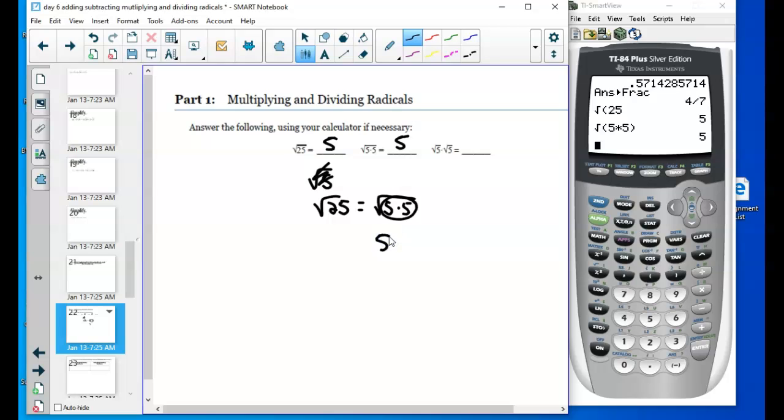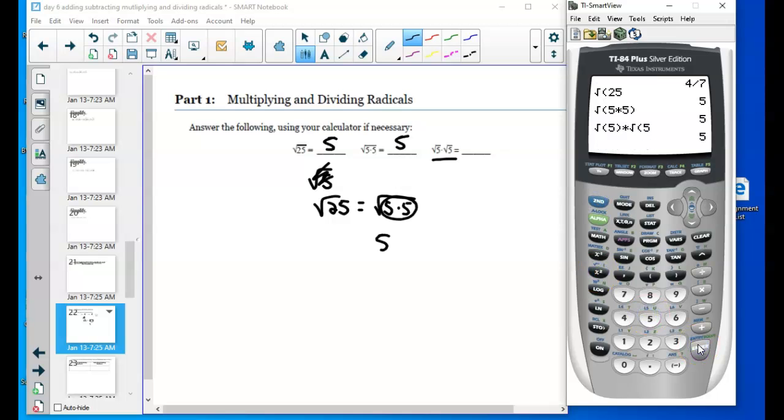Okay? So let's look at this case, the square root of 5 times the square root of 5. Let's see what happens when we do that. I'm going to do the square root of 5, and then multiply that again by the square root of 5. And when I do that, I get exactly the same thing. So all 3 of these statements are equivalent to each other. They are all exactly the same. So because of that, we can state the following.